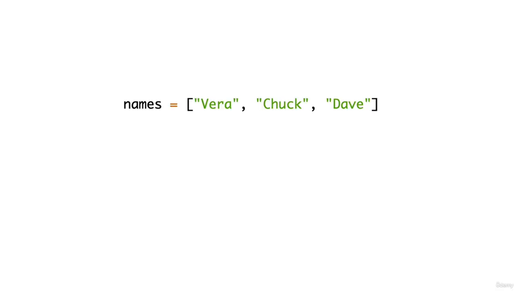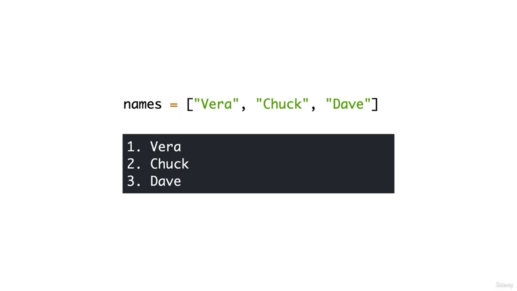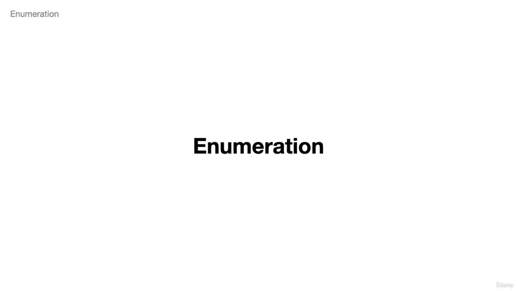Here is a list of 3 names. Let me ask you a question. How would you get an output like this? The answer is enumeration.